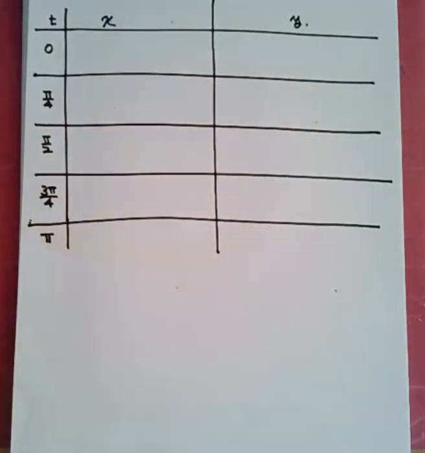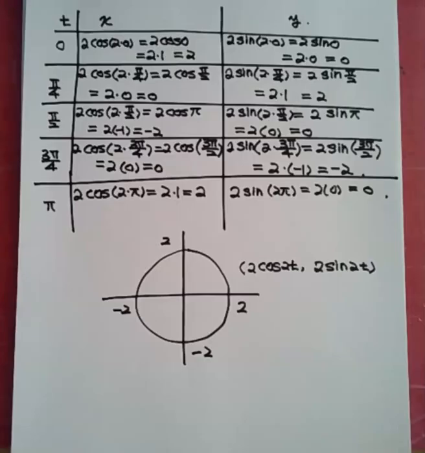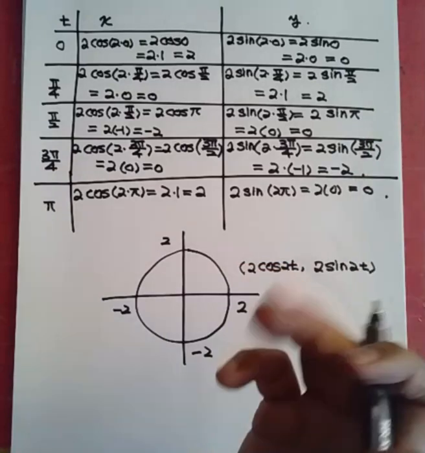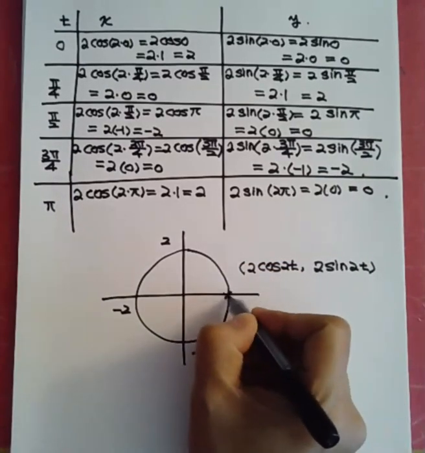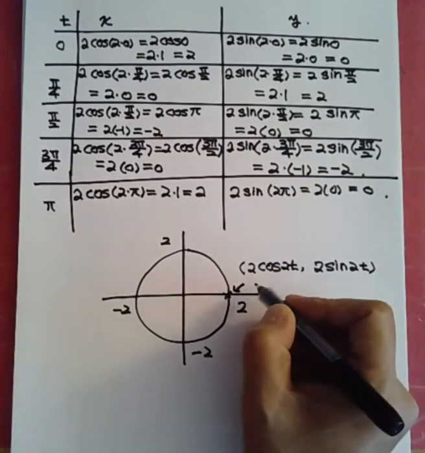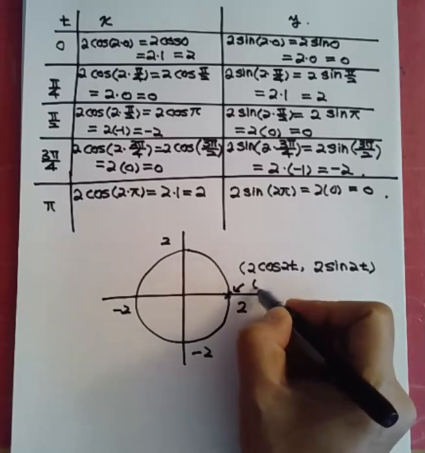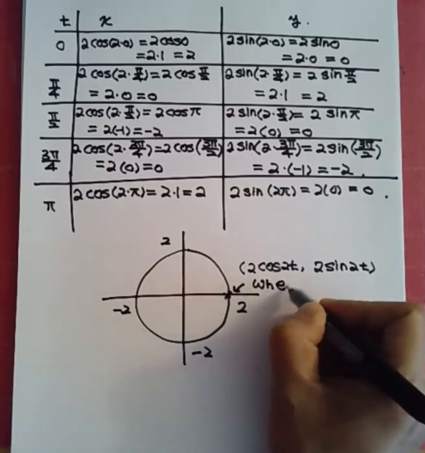This time we will evaluate at 0, pi over 4, pi over 2, 3 pi over 4, and pi. You stop this recording and fill out the table and come back. If you evaluate, then you have to get these values. When t equals 0, x value equals 2 and y value equals 0.